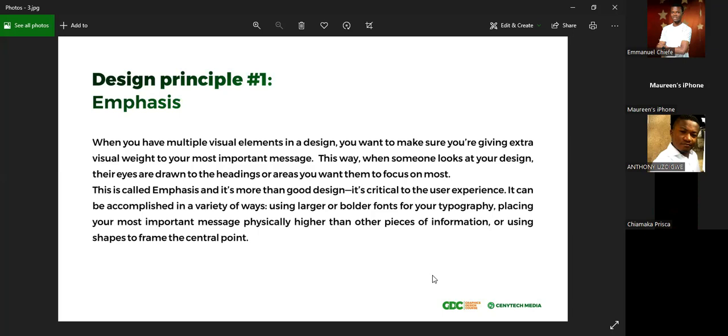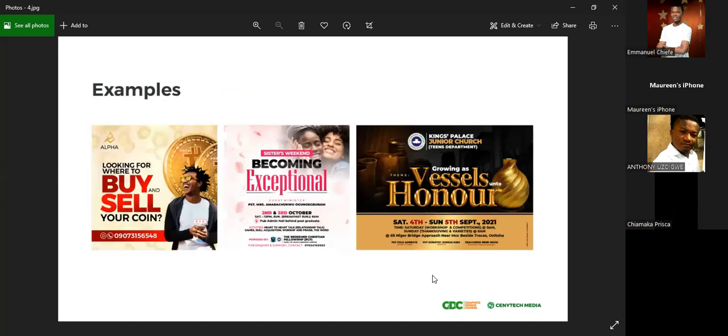It can be accomplished in various ways, using larger or bolder fonts for your typography, placing your most important message physically higher than other pieces of information, or using shapes to frame the central point. Now, the next slide will show you an example of emphasis. I want to make sure you are seeing my screen. Please let me know if something is messing up.